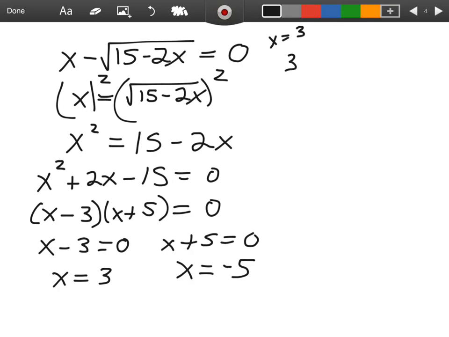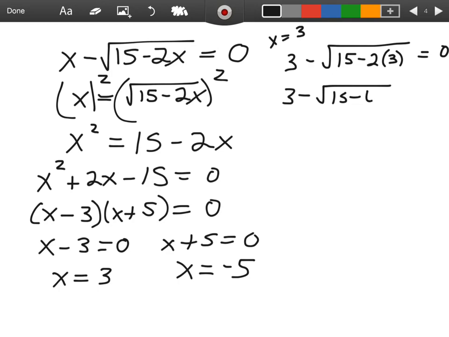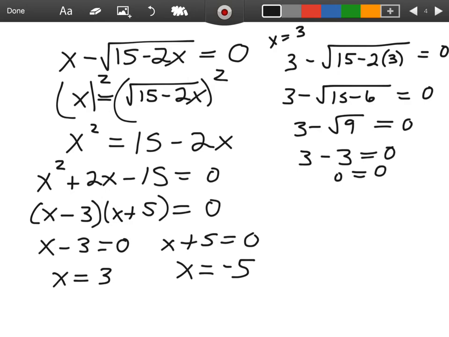Now, the problem with these is we're taking a square root, and we can't take a square root of a negative. So that's what we're checking for, that we won't take a square root of a negative. We have 15 minus 6, which is square root of 9, which is 3. So it works. Okay, so we're going to keep this solution. Let's check the other one.